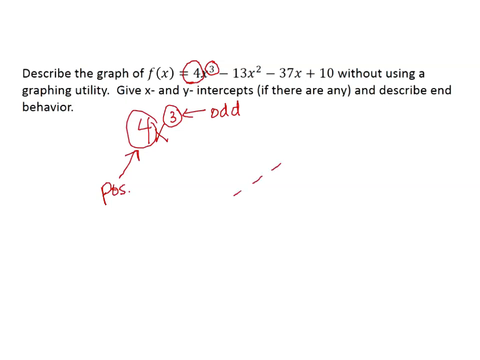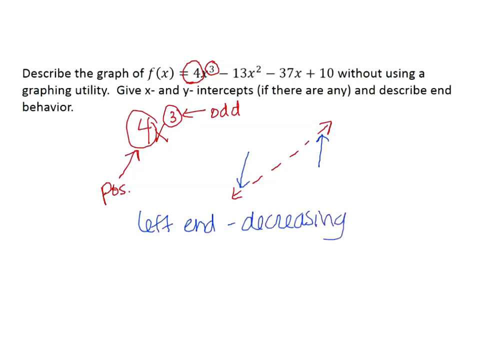And if I draw the slope of a positive line, just to give me a visual hint, that shows me that for my odd function, my left end is going to be going down, and my right end is going to be going up. So you would say that the left end of the graph is decreasing, and the right end of the graph is increasing.